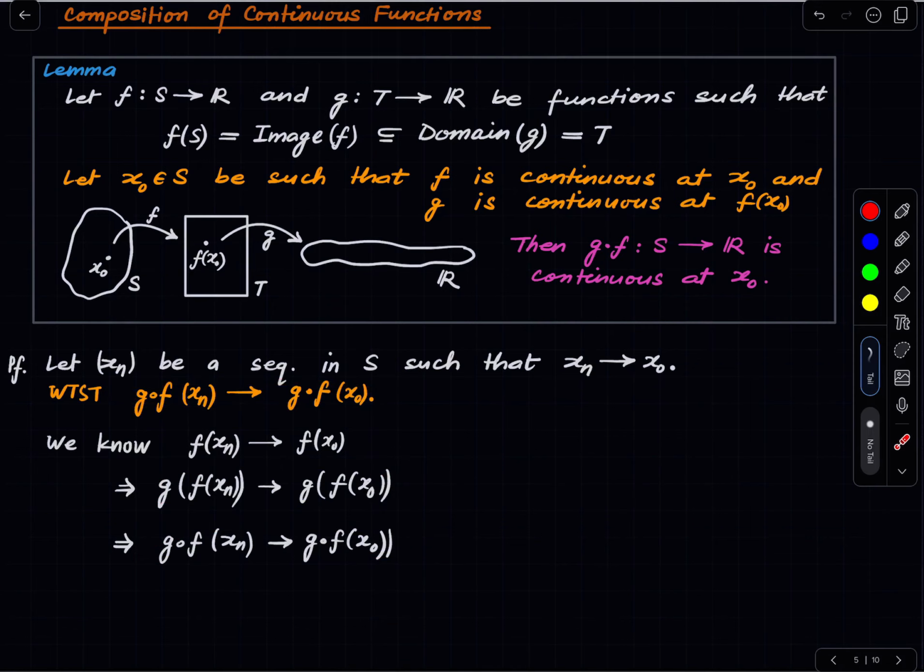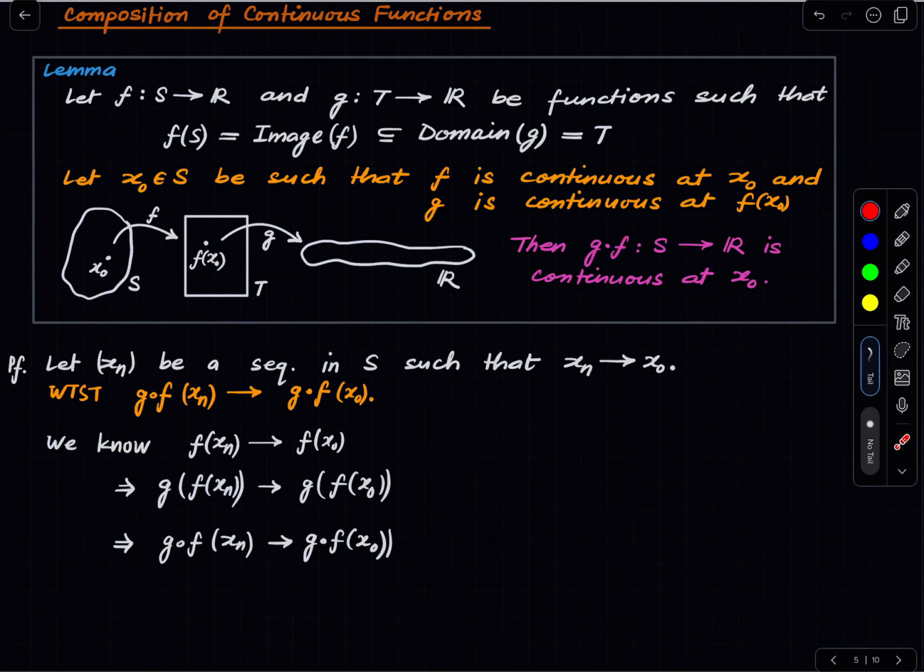So that proves that if we have two functions f and g which are composable, meaning the image of f is contained in the domain of g, and you have a point x0 in the domain of f such that f is continuous there and g is continuous at the image of that point, then the composite is also continuous at the original point. So if f and g were both continuous functions and they were composable, then the composite would also be a continuous function. Okay.